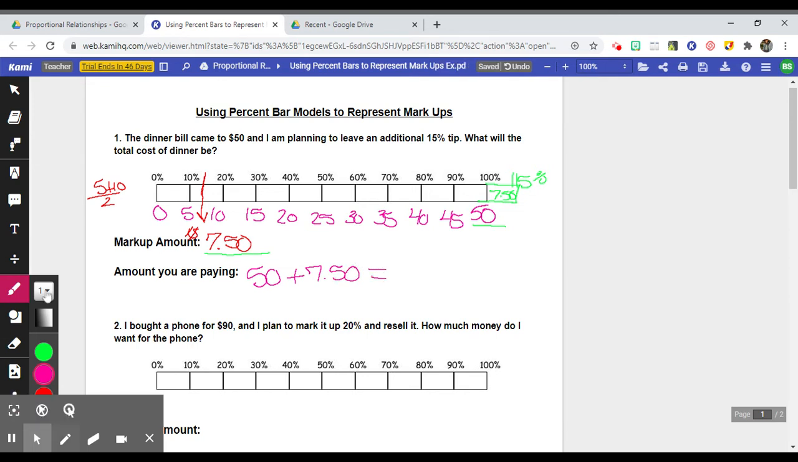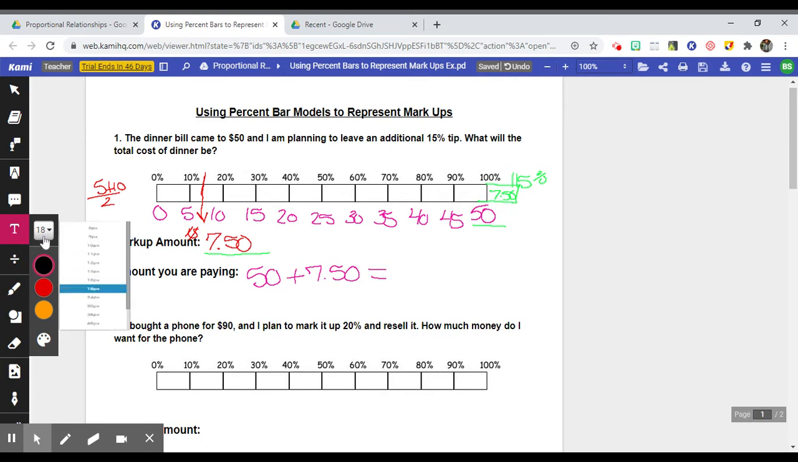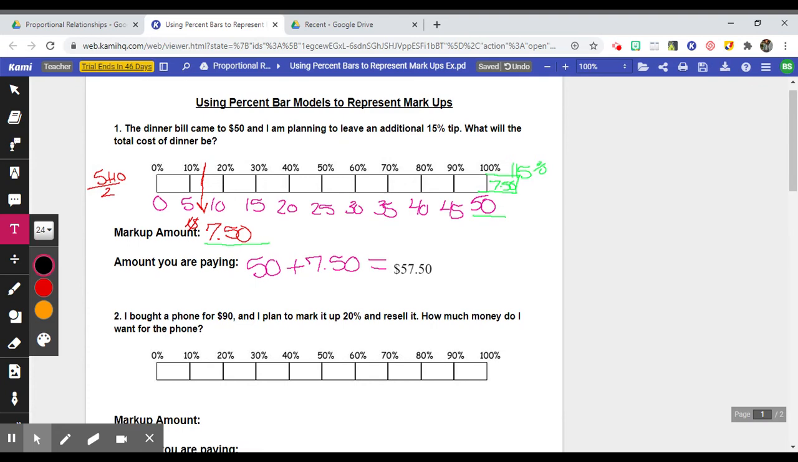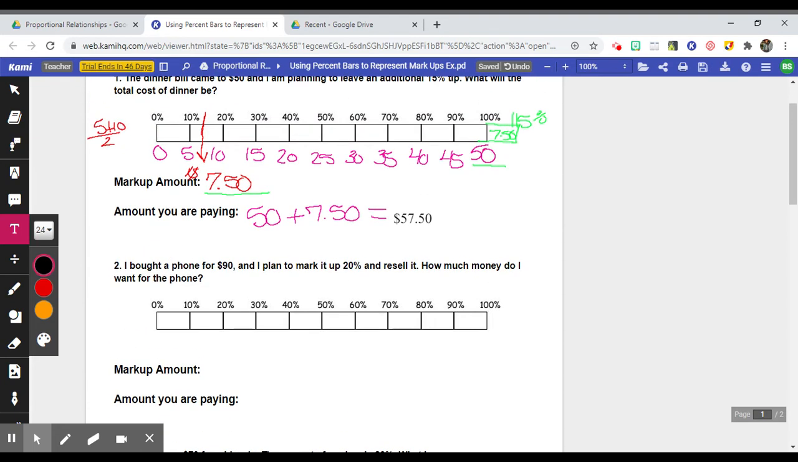Okay, another feature is you can also use a text box on here as well. You can change the size if you want to. You can also change the font color. But I also know that my total, whenever I take 50 plus 7.50, would be $57.50. If you want to add in the dollar sign, you can. And then you can even, again, change the size of the font if you want it to be bigger. You could have also used the text boxes here instead of drawing and writing on your particular table. That would have been fine, but let's go ahead and scroll down and take a look at number 2.